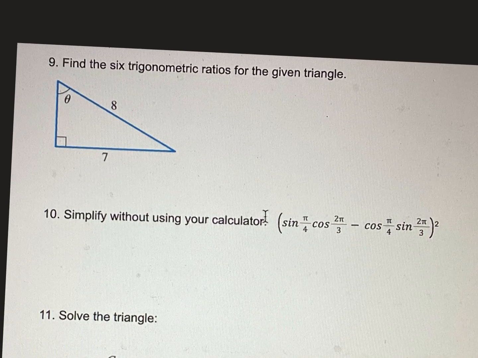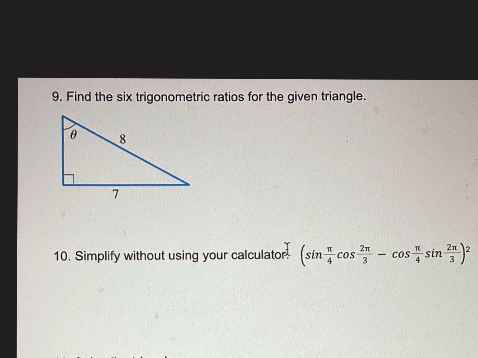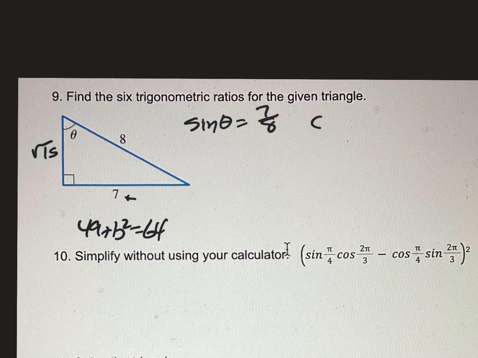All right, number 9 is just SOHCAHTOA. Got to find the third side of that triangle. If I square 7, I get 49. I don't know what the other side is, and I get 64 if I do 8 squared. If I move 49 over, that's going to be 15, so that's going to be the square root of 15. I'm not going to show all that work, but you can do Pythagorean theorem. Sine theta, make sure you look what theta is, opposite over hypotenuse, which is 7/8.